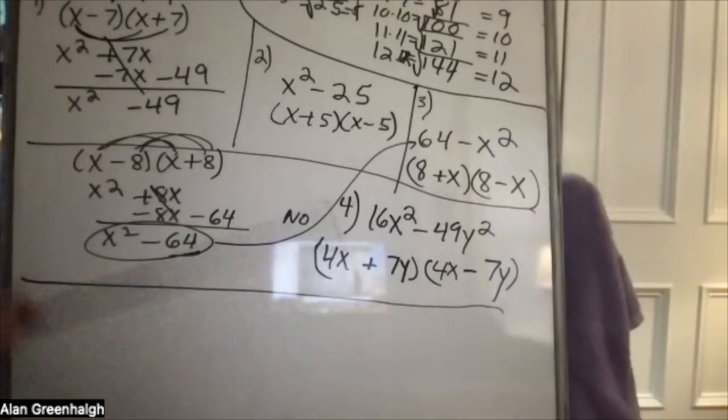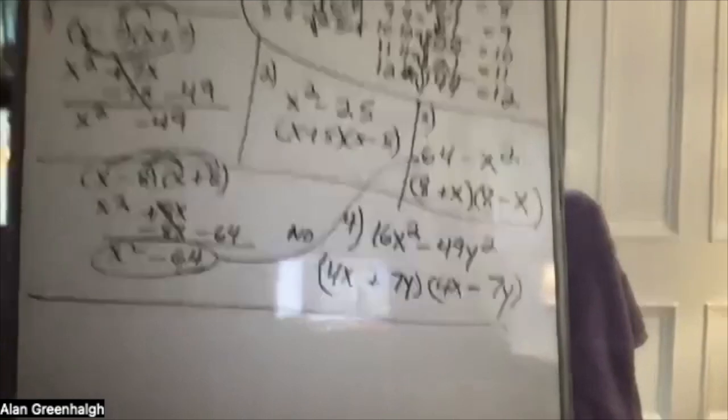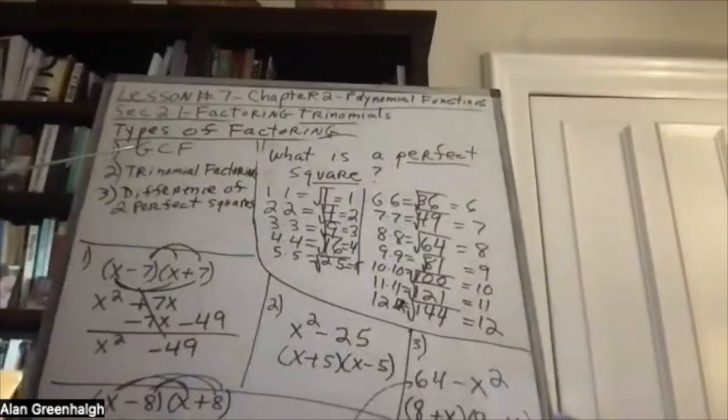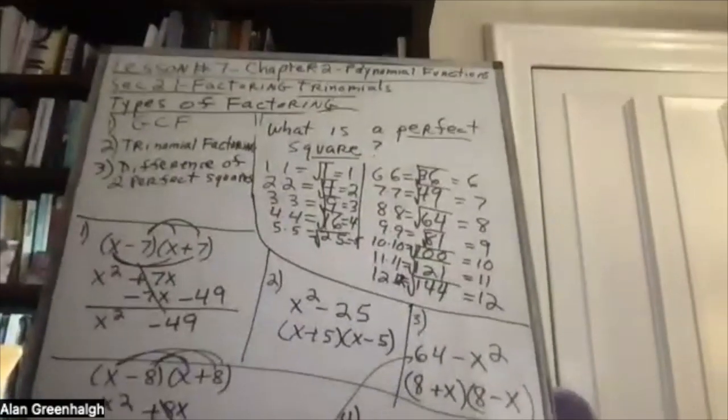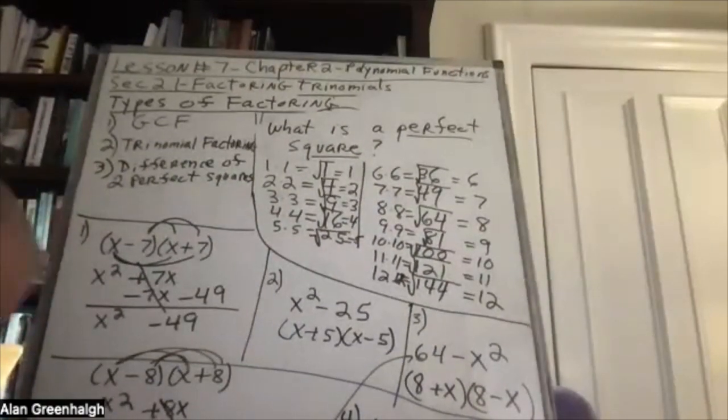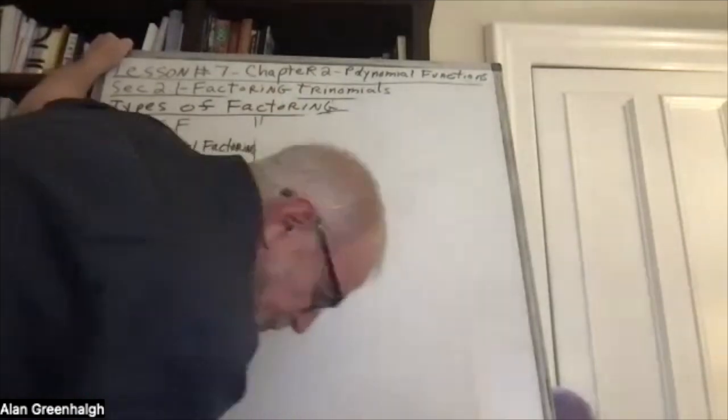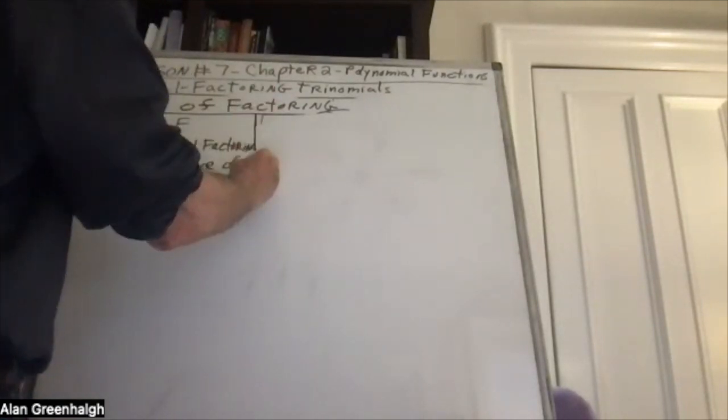So we've come a long way since the very beginning, from greatest common factoring to trinomial factoring to difference of two perfect squares. What could possibly come next, right? Well, hang in there for just 1 minute. So we listed the perfect squares. Remember that? We had a whole list of the perfect squares.